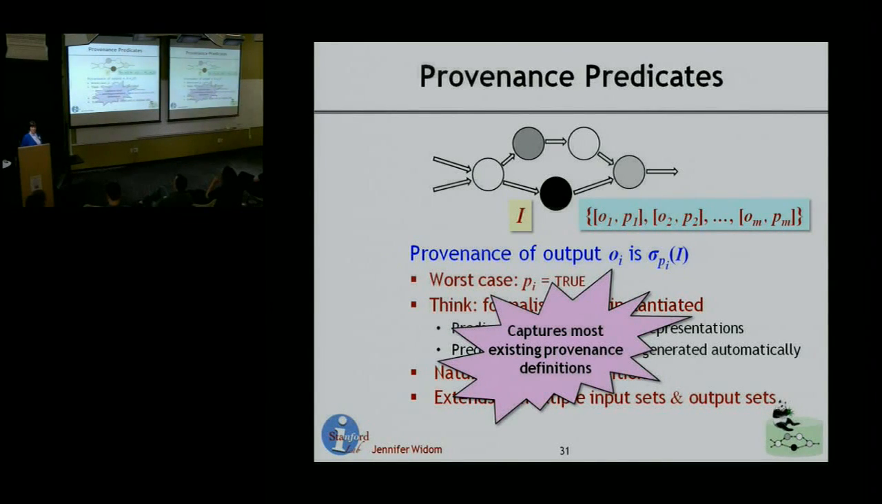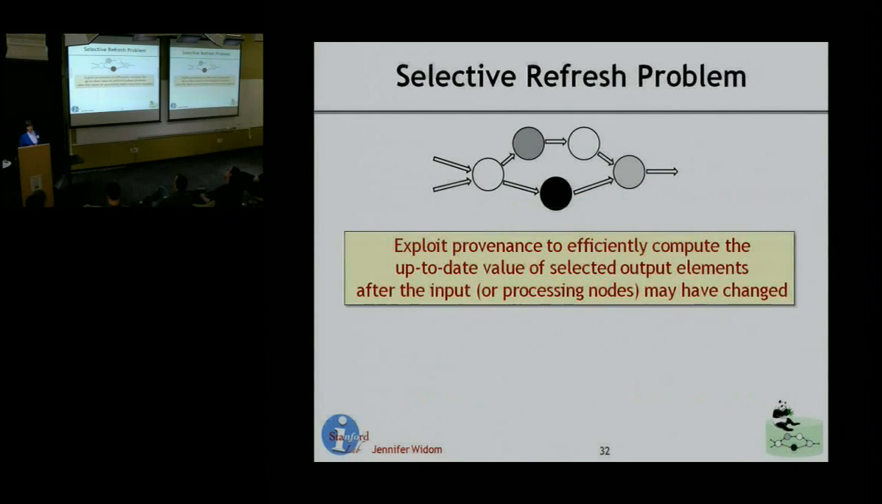Okay, so if you look back in the rather vast literature of provenance and different ways of expressing it, most of it can be captured with this language. Think of it as a formalism. Okay, so it's going to come to what you were talking about, but now let's talk about the refresh problem.